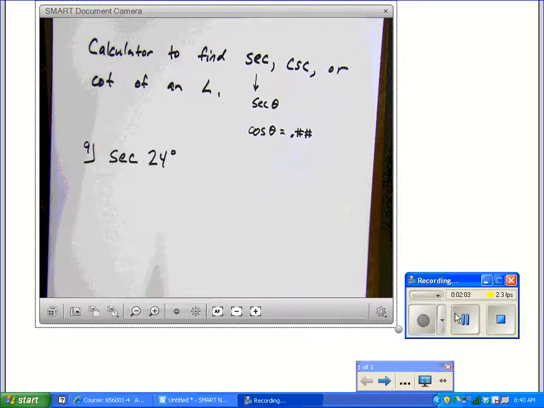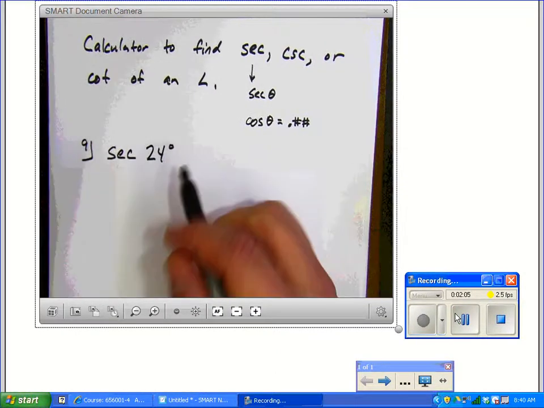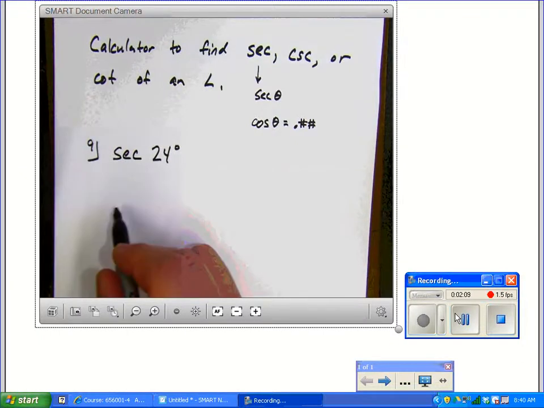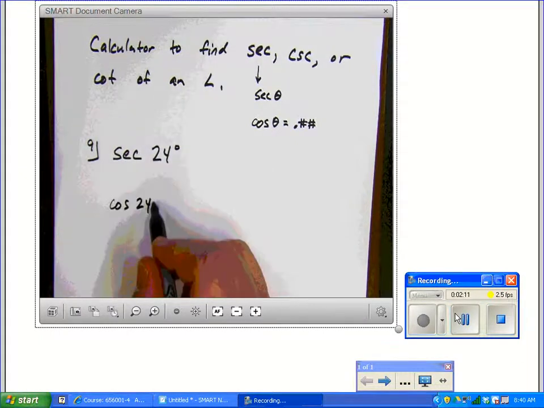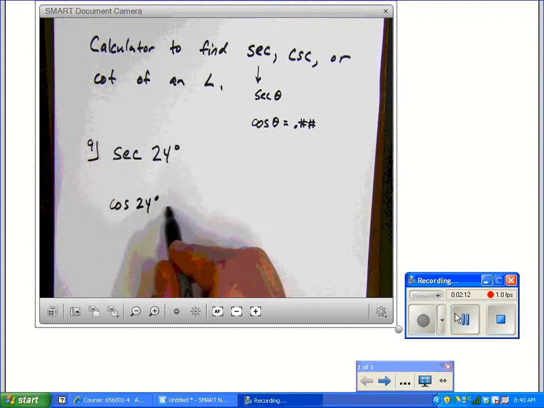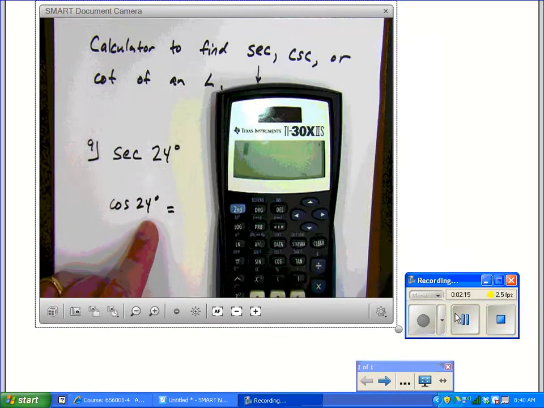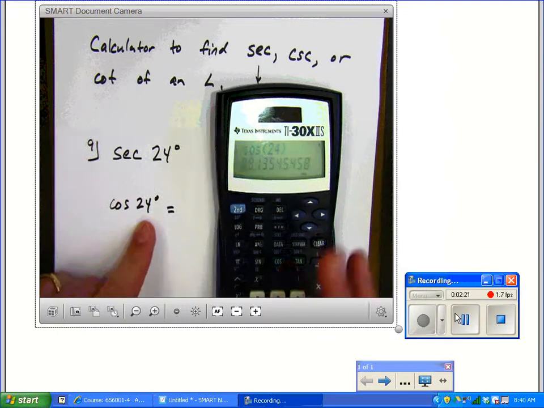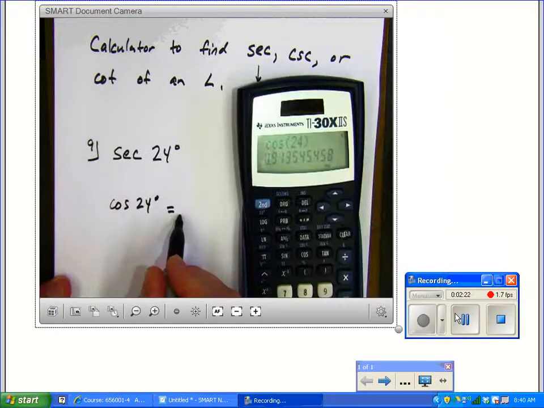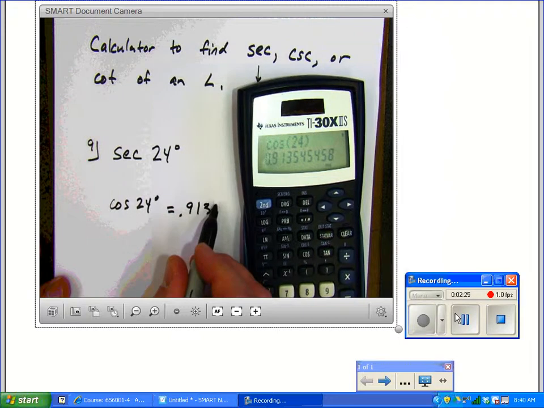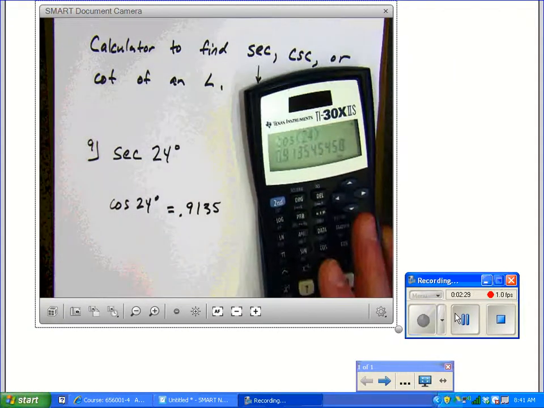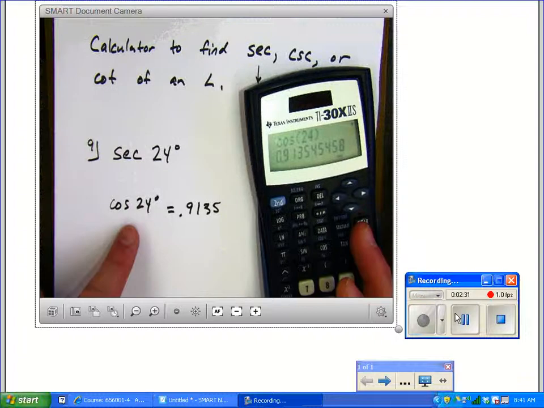Now, let's do this one. Secant of 24 degrees. What I'm going to do first is find the cosine of 24 degrees. On my calculator, cosine of 24 degrees gives me about 0.9135. Now that's the cosine of 24 degrees.